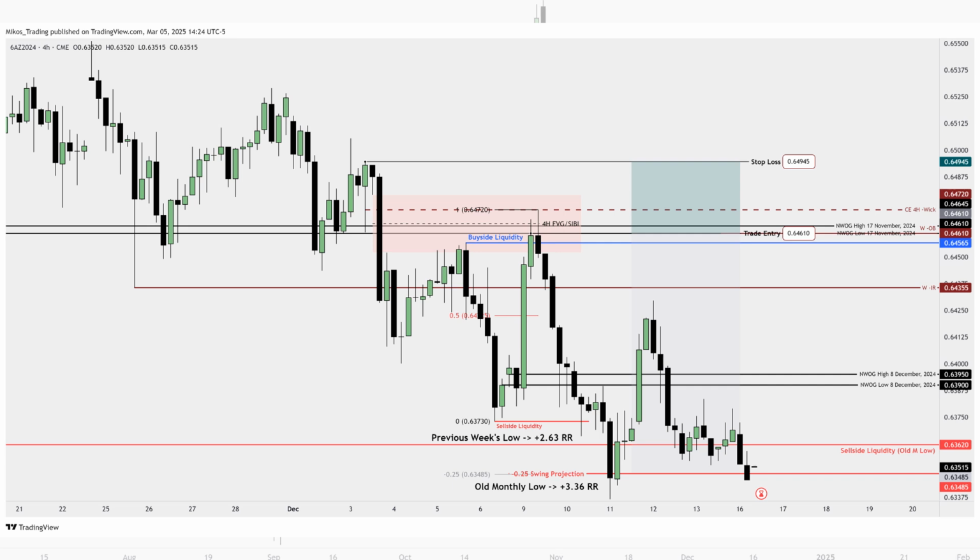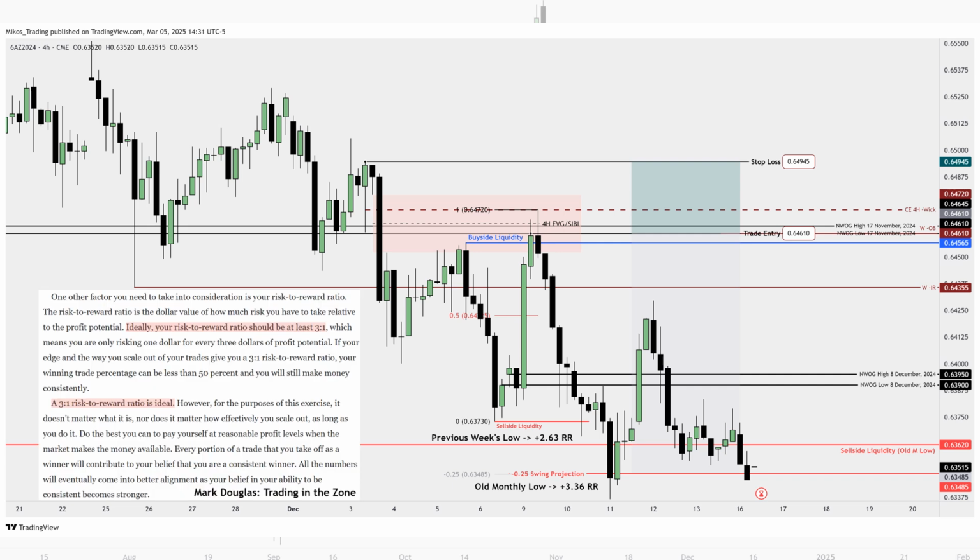In this case, I would take my first partial profit at the previous week's low, which would give me a risk to reward ratio of 2.63. My take profit would be below the old monthly low. I would use the swing projections from the intermediate term low to the intermediate term high. The 0.25 swing projection below the old monthly low would be my final take profit, giving me a risk to reward ratio of 3.36.